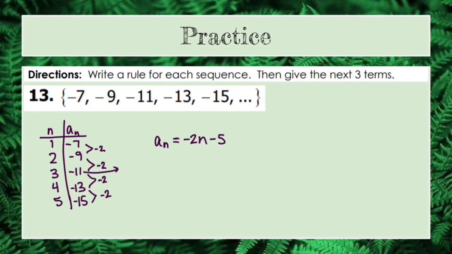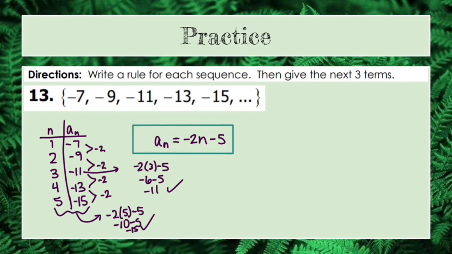So let's see if subtracting 5 from that works for all of our n values. So let's pull out n equals 3. This would be -2 times 3 minus 5. So we would get -6 minus 5, which equals -11. So it works for that one. Let's try one more just to make sure. -2 times 5 minus 5 equals -10 minus 5, which is -15. So that works. So this is our formula.